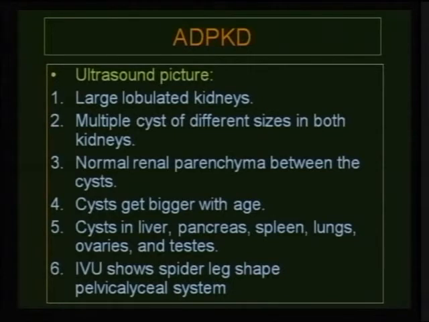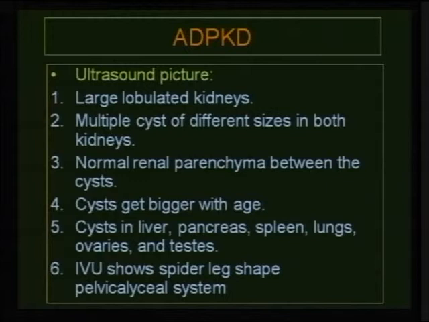Ultrasound: large kidney, multiple cysts of different sizes, and the renal parenchyma between the cysts looks normal. Those cysts will get bigger with age, and we can have cysts in the liver, pancreas, spleen, lungs, ovaries, testicles. And IVU, which is the old technique, there is no more IVU for children. If we need something like IVU, we go for MRU.